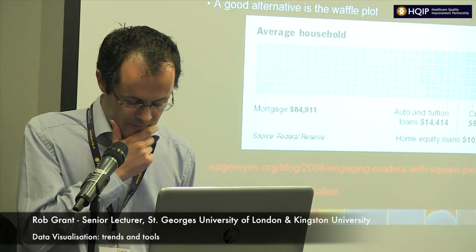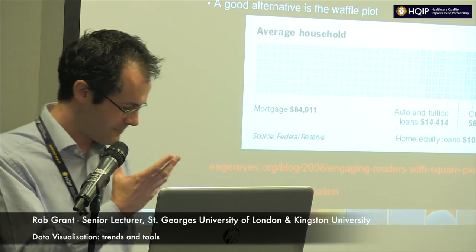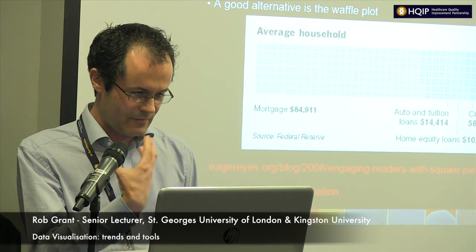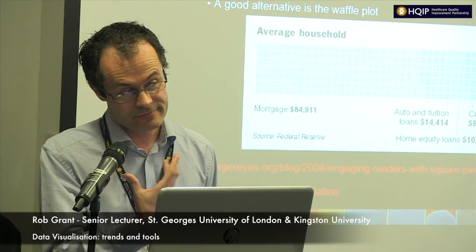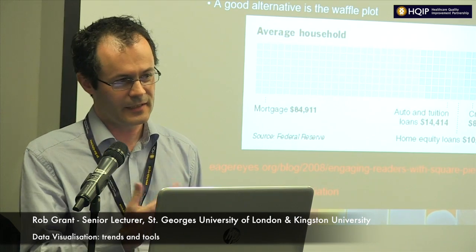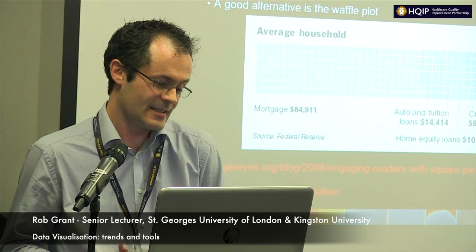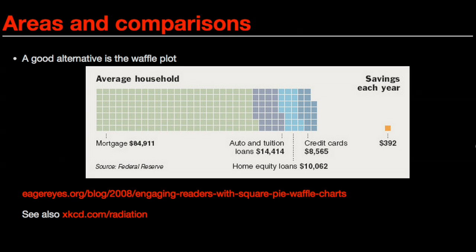Now, what if you have got a load of different volumes, different quantities that you'd like to depict in that kind of way? And this is an alternative. I have nothing against this. This is the waffle plot or the square pie plot, but that doesn't really make much sense to me.